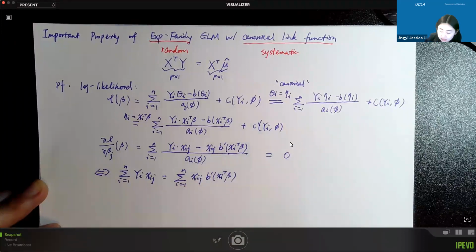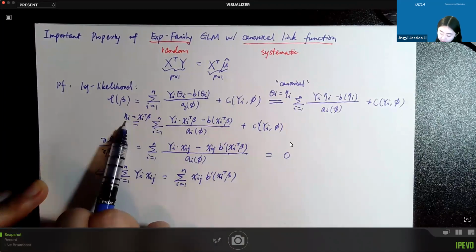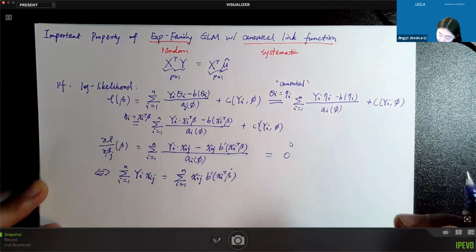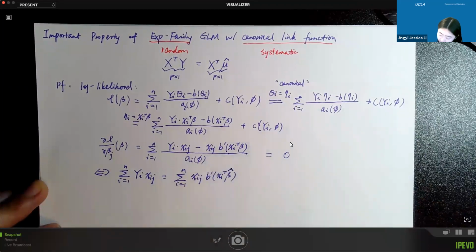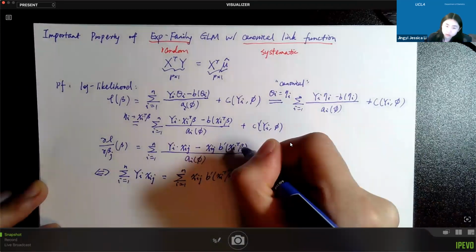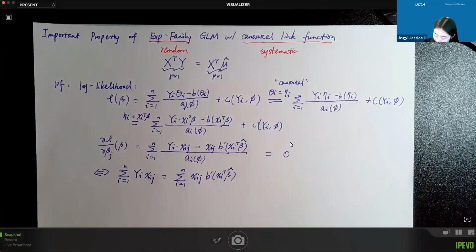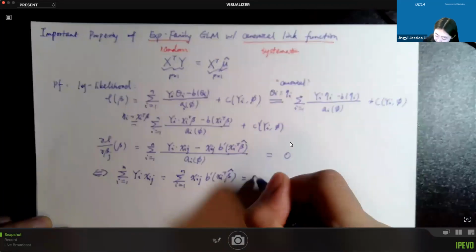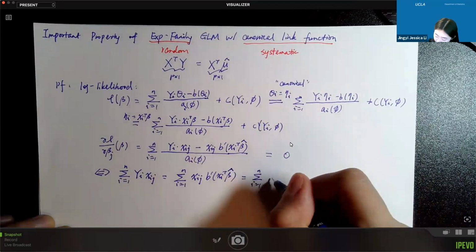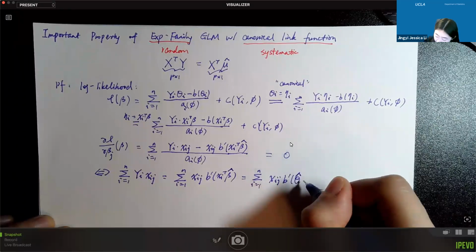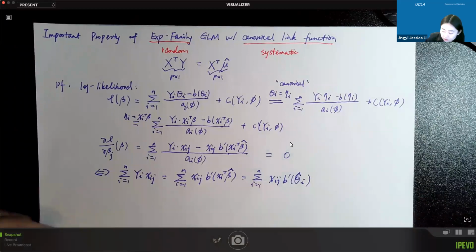And then what is xi transpose beta? I know it's eta i, and I know it's theta i. So I should put the hat here so that I know this is something I should satisfy with my MLE. So I should put a hat here, and I should put a hat here. So my MLE should satisfy this equation. And then I can say that this further gives me xij b prime theta hat i. I'm just going back to the theta hat i.